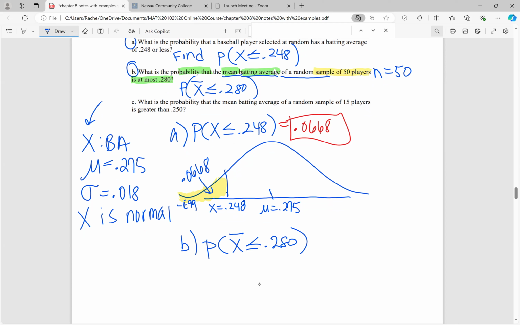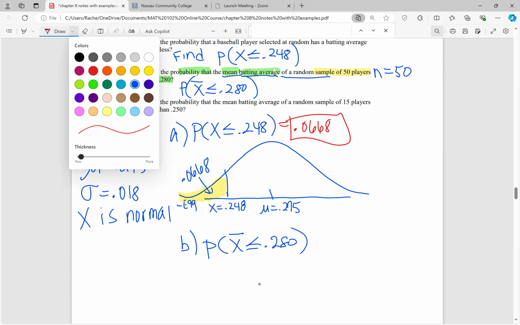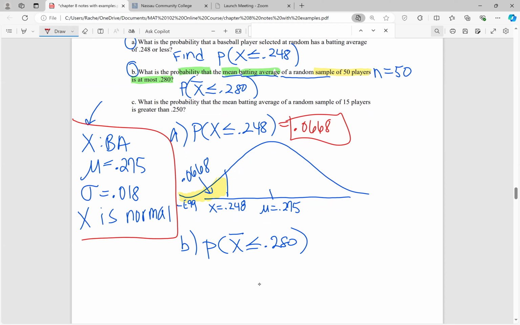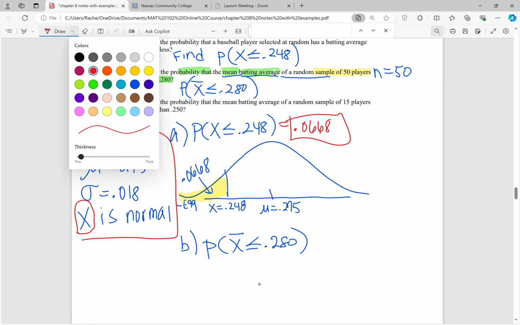So I can't use this information over here to answer the question, because this information that I just boxed off here in red is describing X, but X is not my random variable. X bar is my random variable. So we have to know about X bar. We need to describe X bar in order to answer this question. But we did that. We just spent the last few lectures describing X bar. So let's describe X bar right now.